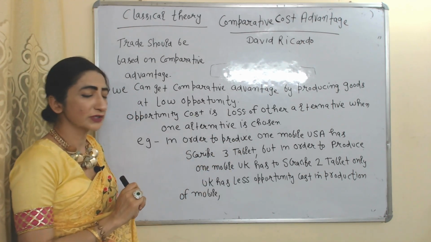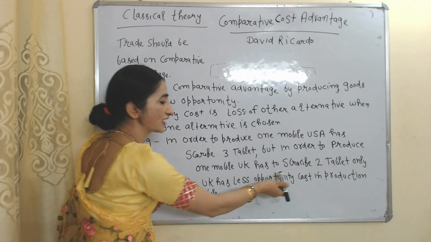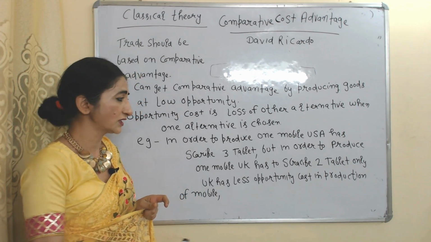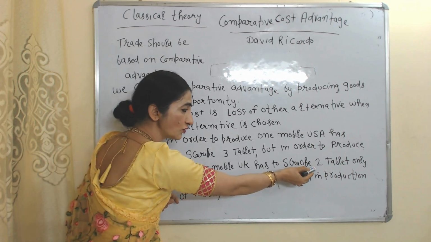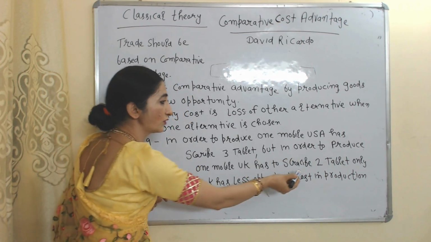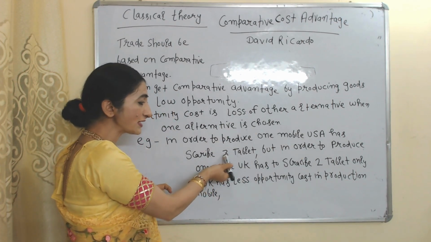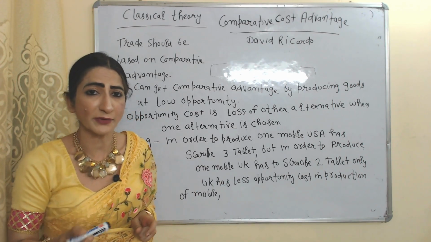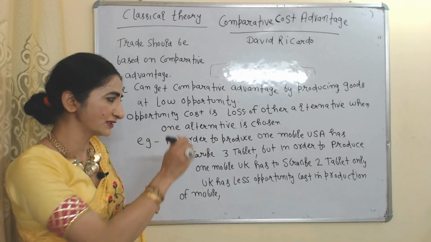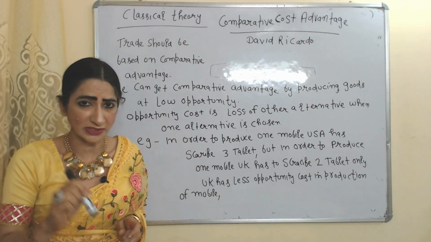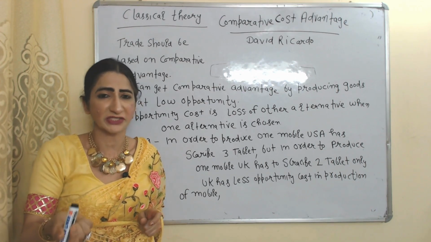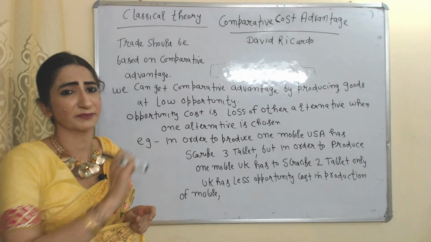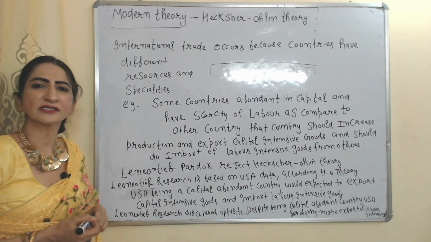But in order to produce one mobile, UK has to sacrifice only 2 tablets. So here you can see opportunity cost of producing one mobile is less in UK, because UK is sacrificing only 2 tablets, but USA is sacrificing 3 tablets in order to produce one mobile. That's why according to this theory, UK should increase production and export of mobile, because UK has less opportunity cost as compared to USA. Now we will see modern theory.